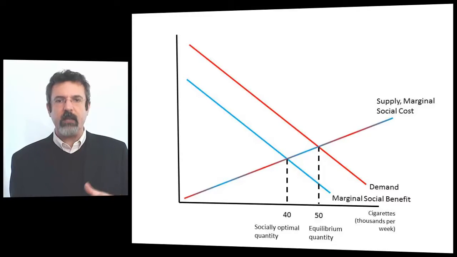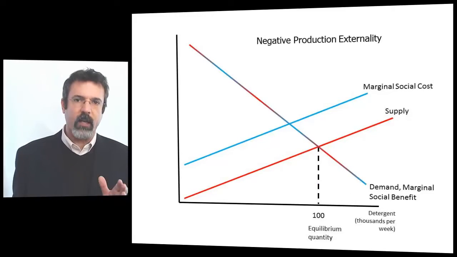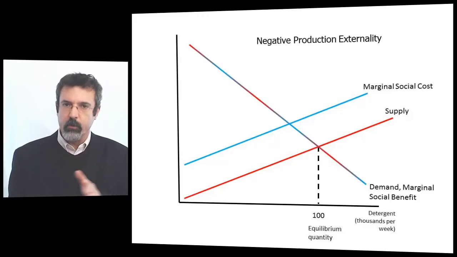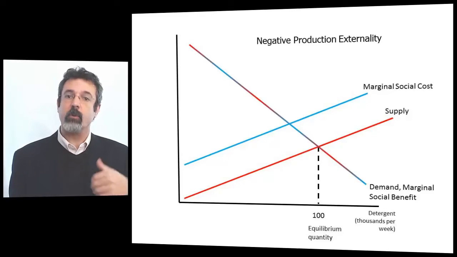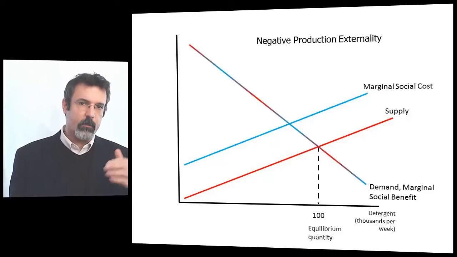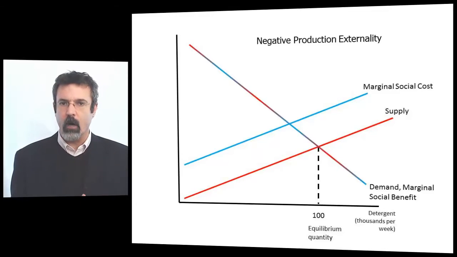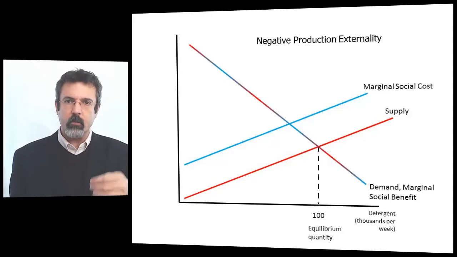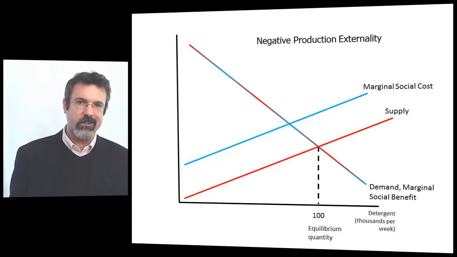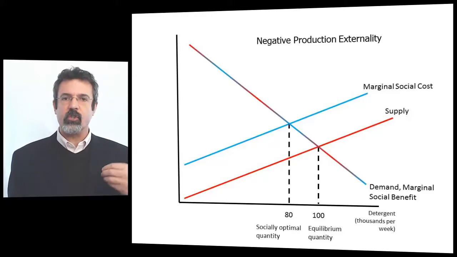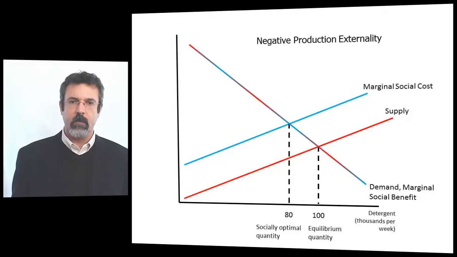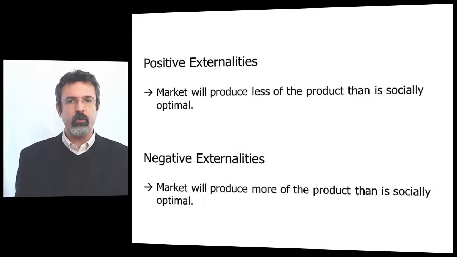For example, the demand and supply of detergent intersect at a quantity of 100,000 units. This is the point at which the marginal benefit to consumers of detergent equals the marginal cost to producers of detergent. But since the production of detergent imposes a cost on others, the marginal social cost is higher. So the point at which the marginal social cost of detergent equals the marginal social benefit of detergent is 80,000 units. This is the socially optimal quantity of detergent. And what we see is that in the presence of the negative production externality, the market will produce more of the product than is socially optimal.